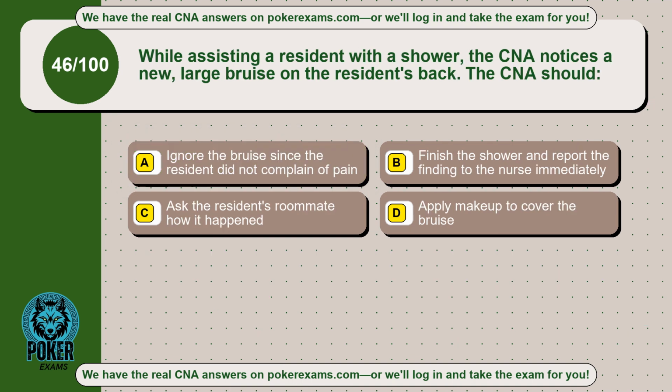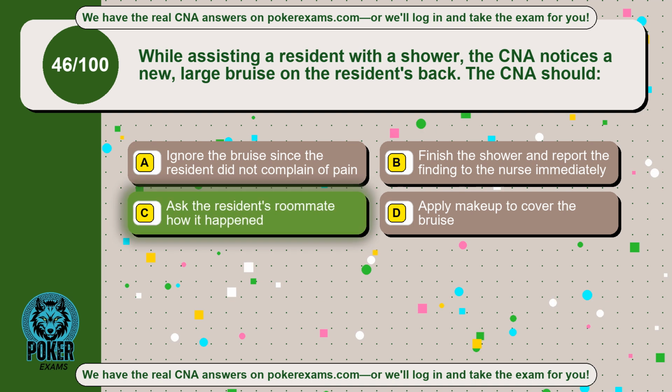Question 46. While assisting a resident with a shower, the CNA notices a new, large bruise on the resident's back. The CNA should: Option A, ignore the bruise since the resident did not complain of pain. Option B, finish the shower and report the finding to the nurse immediately. Option C, ask the resident's roommate how it happened. Option D, apply makeup to cover the bruise.